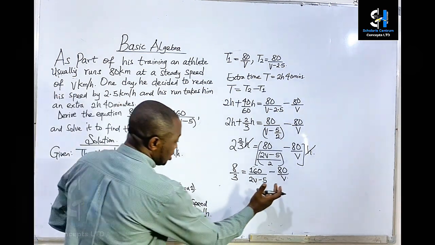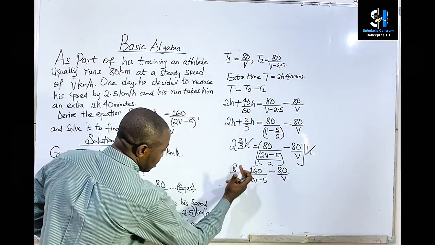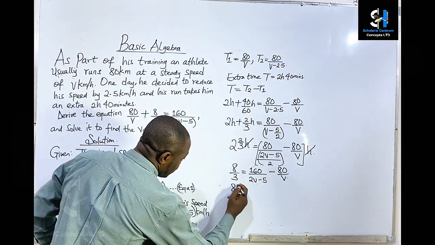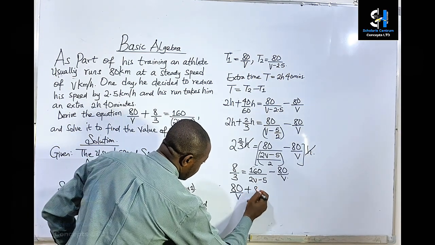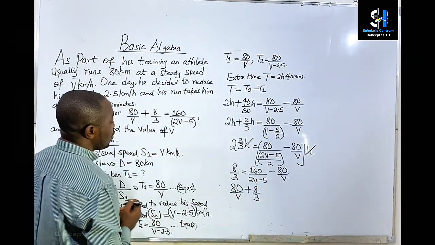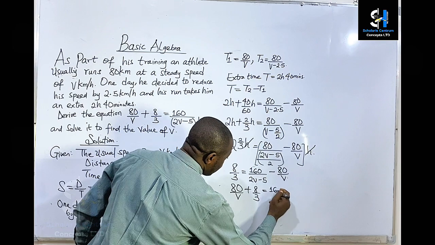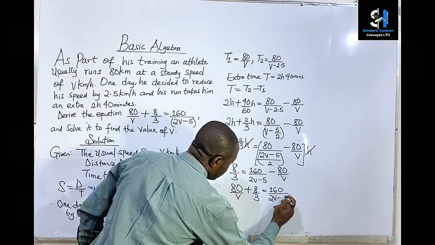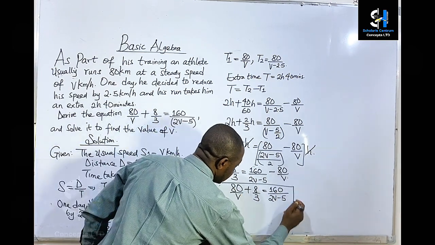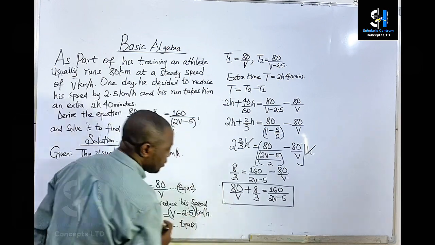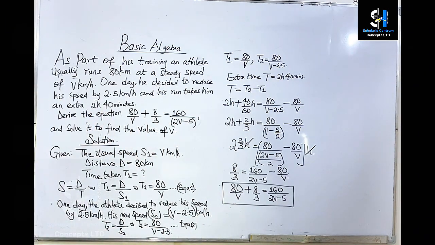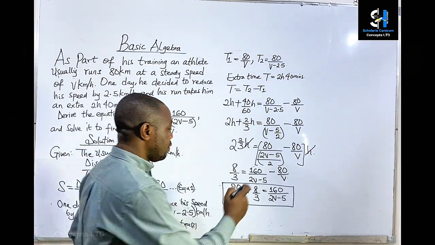So that means I will have to move this from the right hand side to the left hand side. So we have 80 over V plus 8 over 3, okay, and that will be equals to 160 divided by 2V minus 5. And this is the equation. Now, we are also asked to solve it to find the value of V. So let's find the value of V.